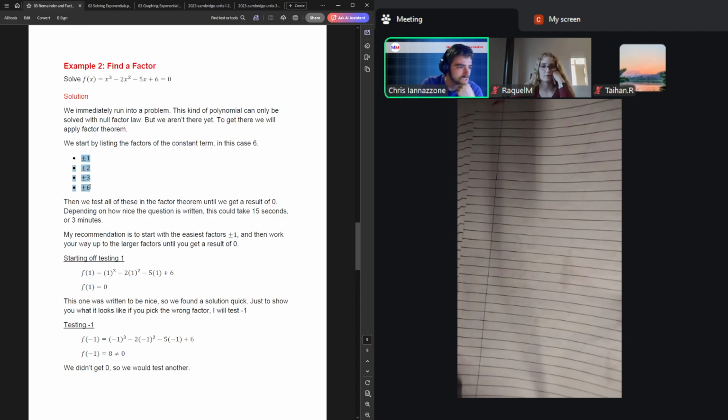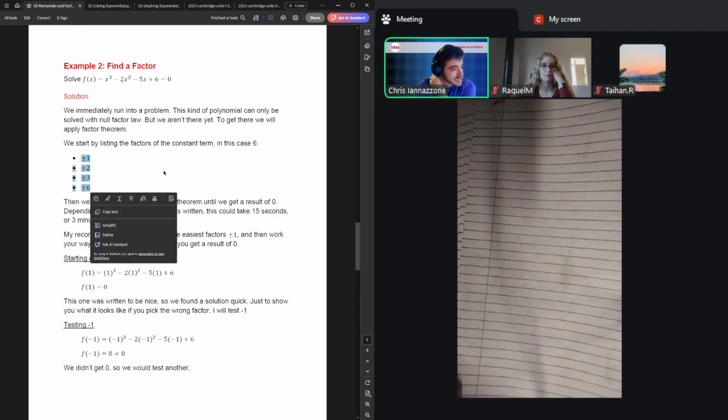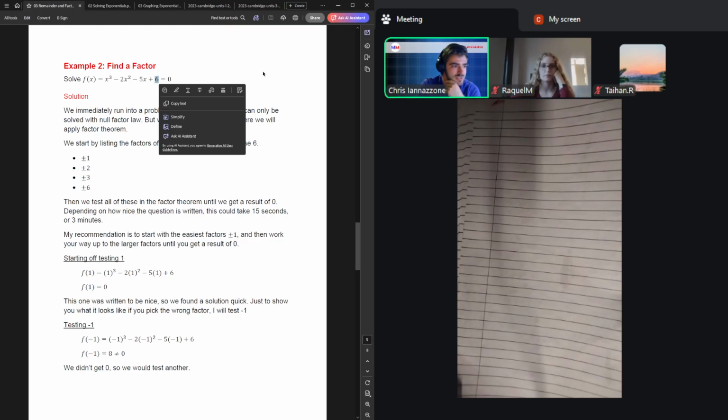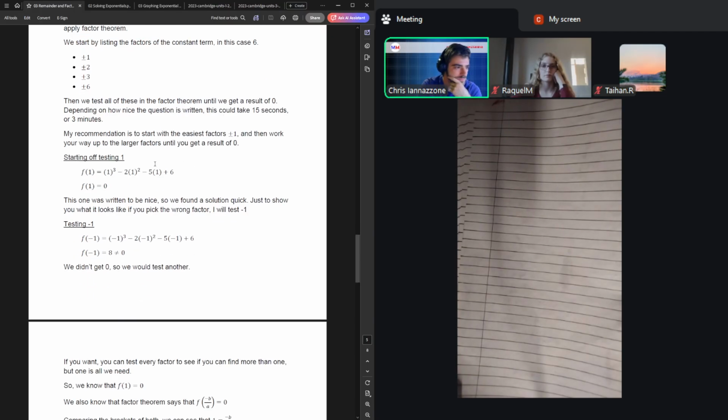So you listed all those factors. These are the things that you're testing by plugging into your polynomial. So 6 is going to have plus minus 1, plus minus 2, plus minus 3, and plus minus 6. Test those off in order of easiest to hardest. For 2 reasons. One is because the easiest ones are fastest to do, and the other is that your assessors are also trying to make it so that you're not spending forever testing 8 separate factors. It'll take quite a while.